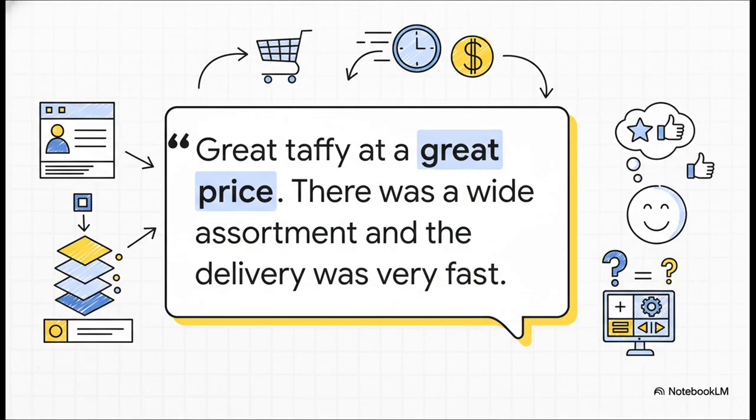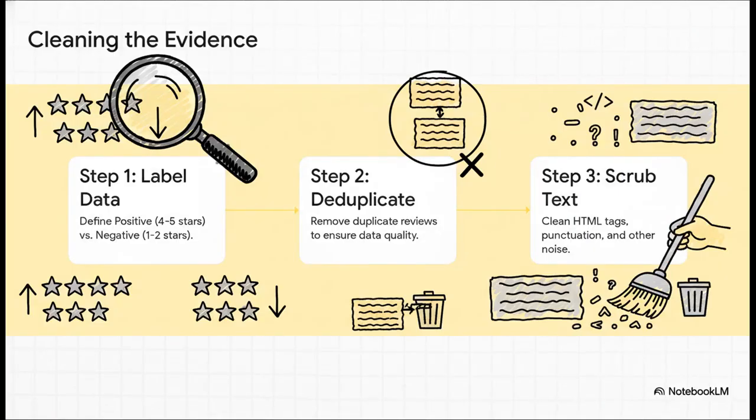As a person, you and I can read this and instantly we know it's a positive review. But how in the world does a computer, which only gets numbers, figure that out? It can't read words like great price or very fast. So, first things first, we have to clean up the crime scene.